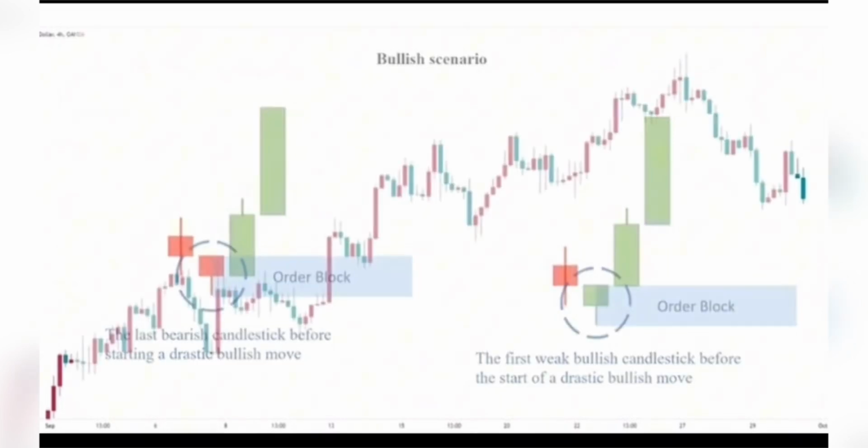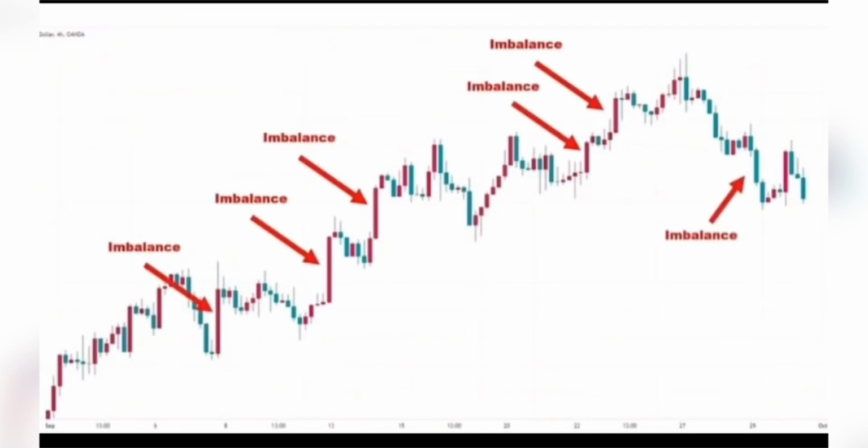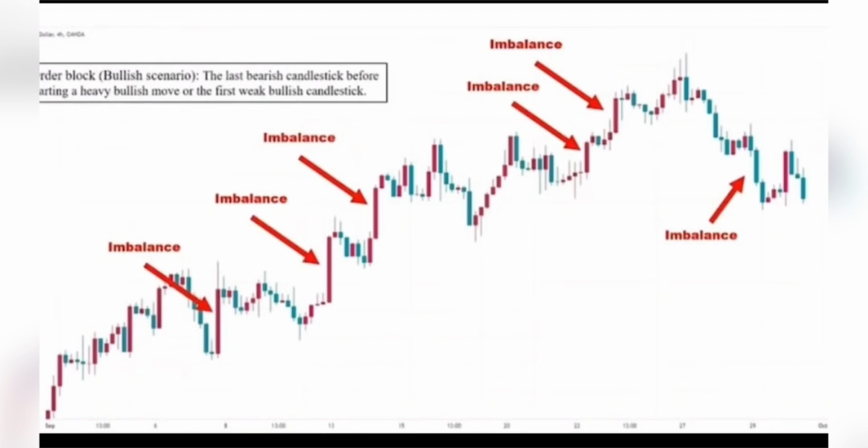So, let's look at these examples and see if we can identify the order blocks. Here we have a heavy bullish uptrend. And you can quickly point out the drastic moves caused by the market imbalance between the buyers and sellers. Look and see if you can spot the order block zones by definition. The last bearish candlestick before starting a heavy bullish move, or the first weak bullish candlestick.